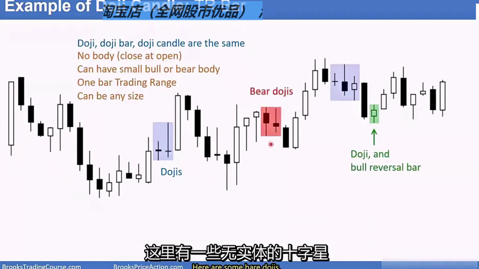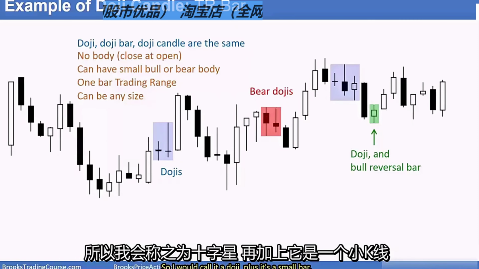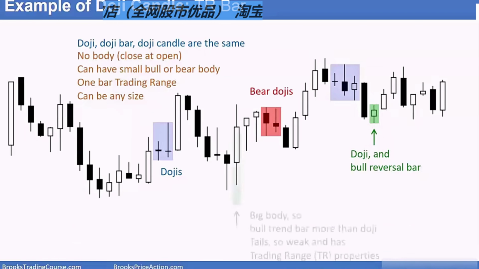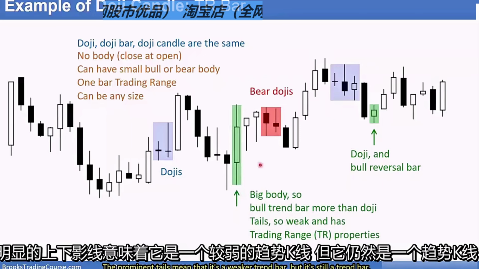Here are some bear dojis. This one, the body is about half the size of the bar. So I would call it a doji, plus it's a small bar. And here's a bull doji, a bull body and prominent tails, the body less than half the size of the bar. The prominent tails mean that it's a weaker trend bar, but it's still a trend bar.